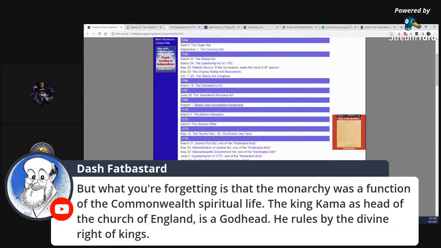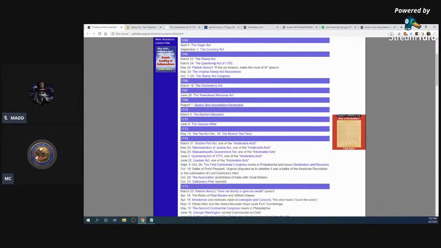But what you're forgetting is that the monarchy was a function of the Commonwealth's spiritual life. The king, as head of the Church of England, is a godhead. He rules by divine right of the king. That is a statement, true, but that is verbiage only, especially after Parliament under Cromwell had got done saying no. Divine right is in the right of the people, right?